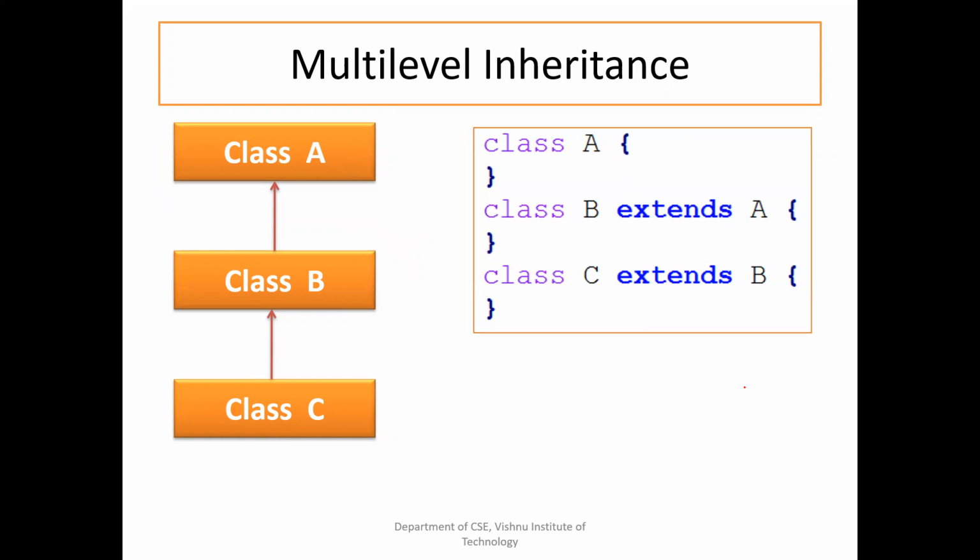So this is the syntax. Class A, this is the parent class. To declare class B, which is the child of A, we write class B extends A. And to declare class C, which is a descendant of class B, we write class C extends B. This is a class diagram and this is the way we write classes. We'll write a small program to understand this.